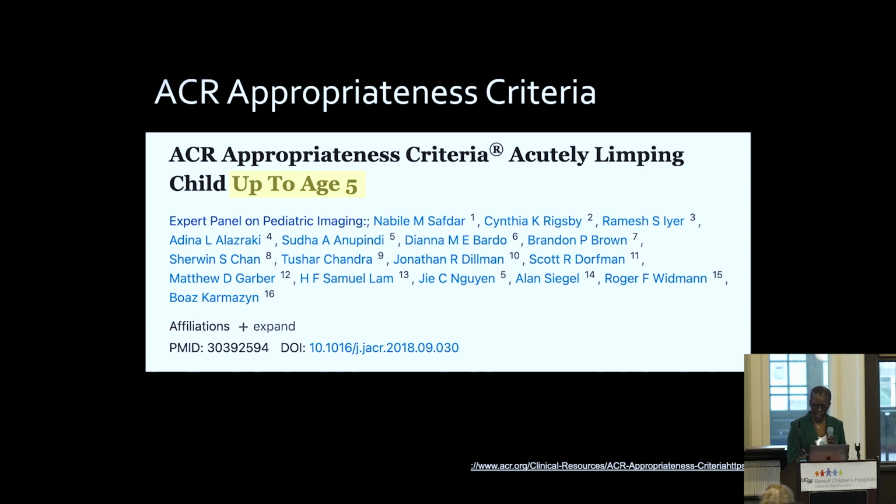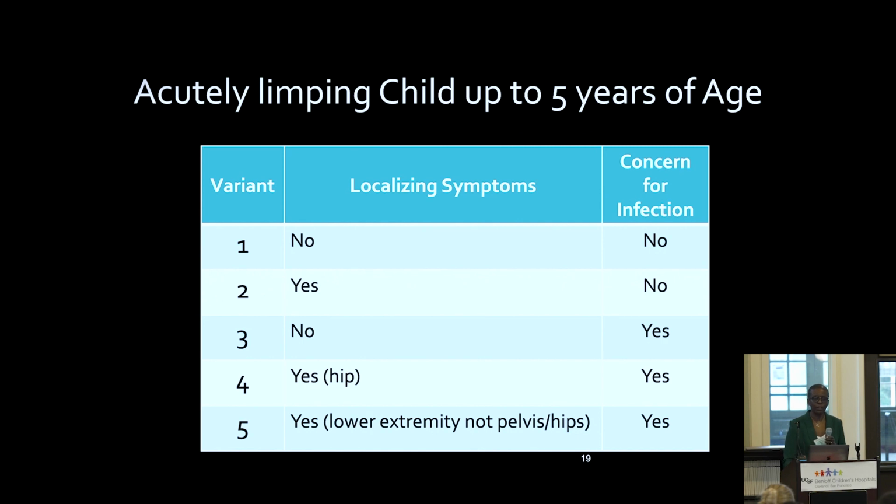This is typically true for kids up until the age of 5, but it does apply to older children as well. And so during this talk, you'll see examples with older children. So there are 5 variants, 1 through 5, and they're based on whether there are localizing symptoms.